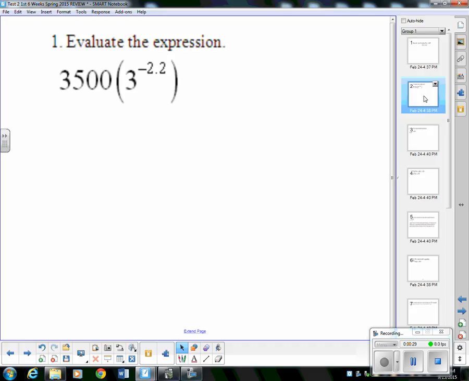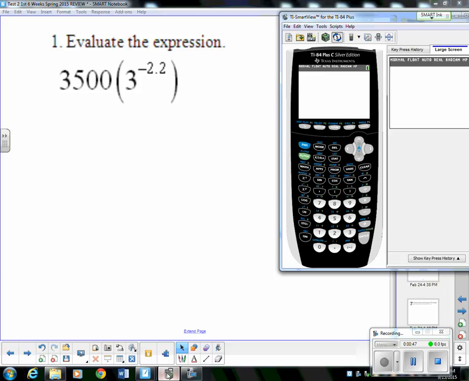Here's the first one. This one just simply says to evaluate the expression. It's 3,500 times 3 raised to negative 2.2. It's a straightforward question, very easy. This question could be both open-ended and multiple choice. Either way, the quickest way to do this is to just simply put it on the calculator.